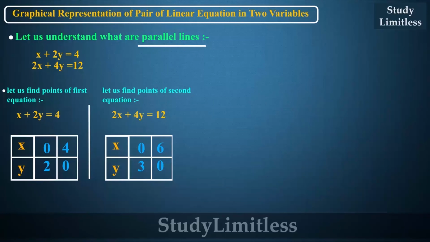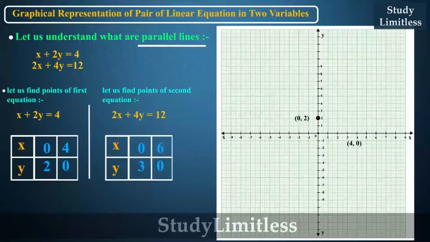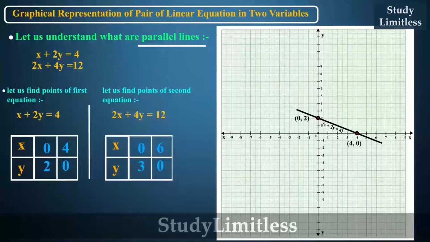Now we have 4 points and we have to plot 2 lines on the graph. Let us take a graph, plot these 4 points and draw the lines. We have our first point as (0, 2). Here we know that the x coordinate is 0, which means the point would lie on the y-axis. Similarly, for the point (4, 0), the y coordinate is 0, which means the point would lie on the positive x-axis. Now let us join both the points and we get our first line, x plus 2y is equal to 4. Similarly, let us plot the other 2 points and draw the line.